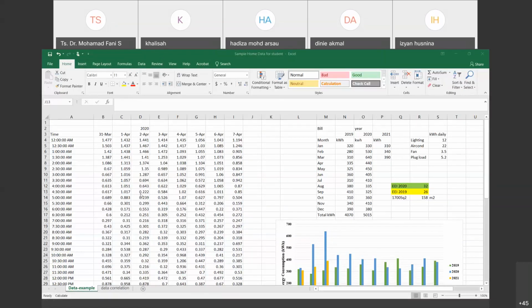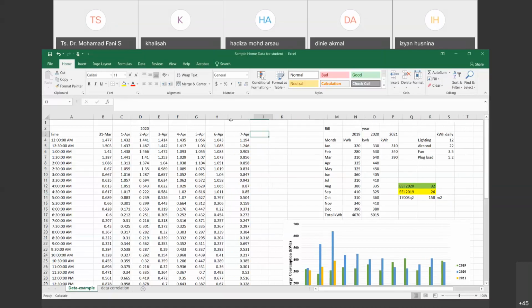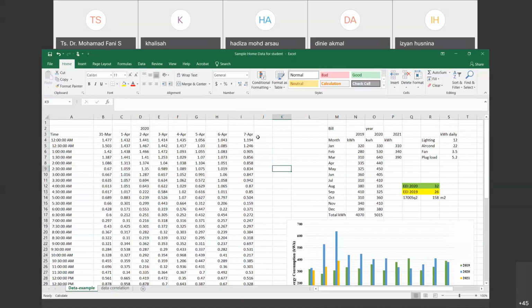Okay, for the individual assignment, has anyone of you already got the home data for something like this? Ada tak yang dapat? Or you didn't know how to access the smart meter in MyTNB?